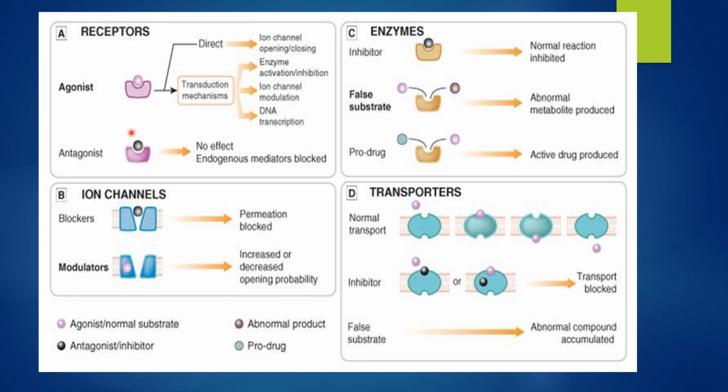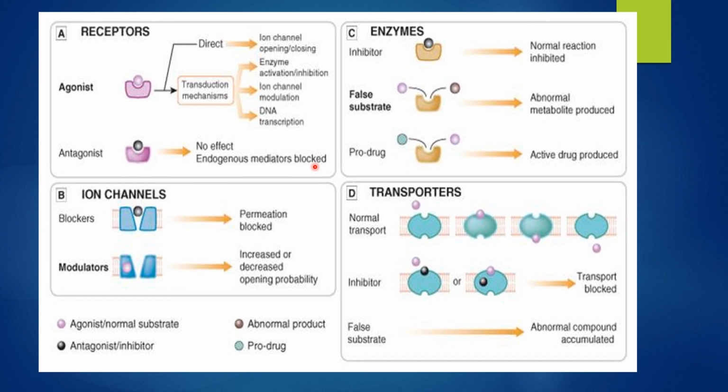But in the case of an antagonist, it is somewhat different. When the antagonist attaches to the receptor, it will stop the modulations of that receptor, or the mechanisms modulated by that receptor. It is not decreasing the action, but stopping it. So there will be no effect, and the endogenous mediators will be blocked. The normal activity of that receptor will be blocked. Okay, that is agonist. That is antagonist.